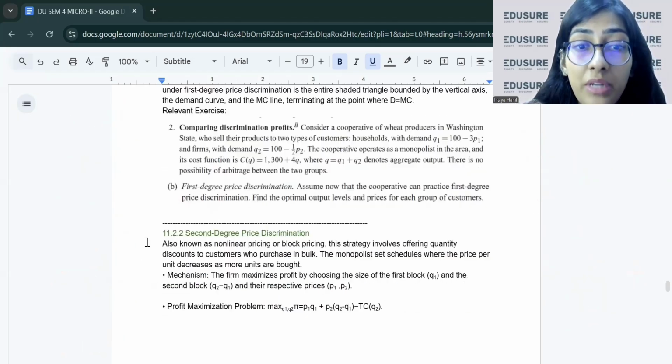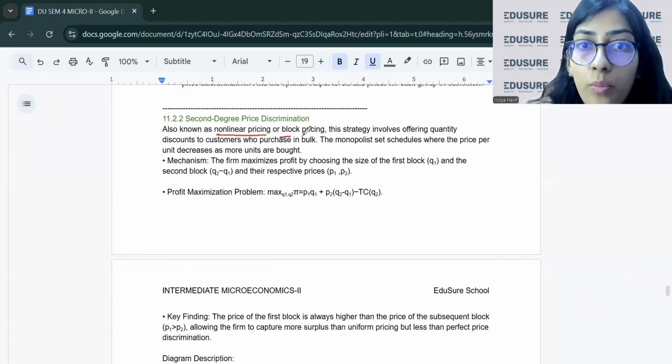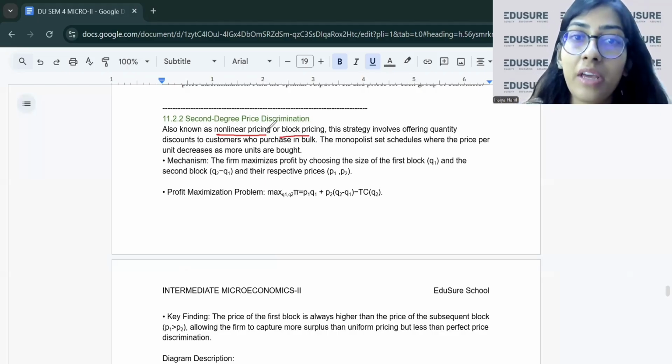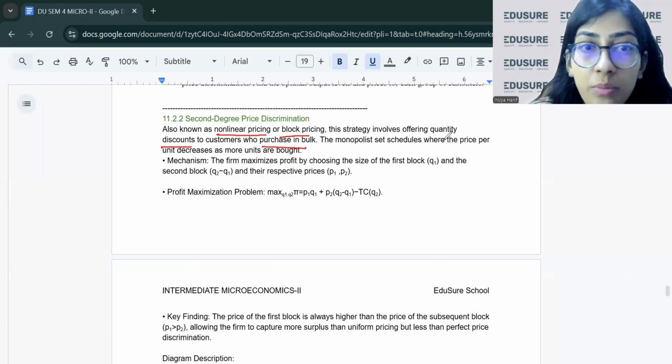Now we go to second degree price discrimination, also known as non-linear pricing or block pricing. Okay, the first degree price discrimination was perfect price discrimination. Now, this strategy involves offering quantity discounts to customers who purchase in bulk. The monopolist sets schedules where the price per unit decreases as more units are bought, right?